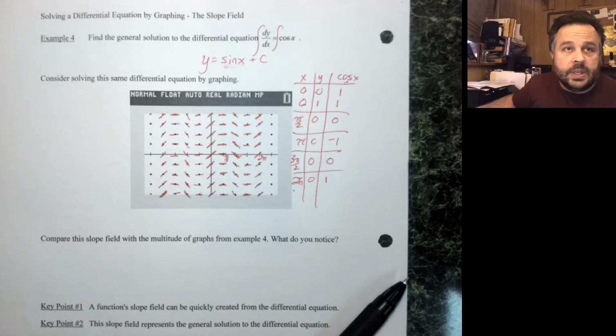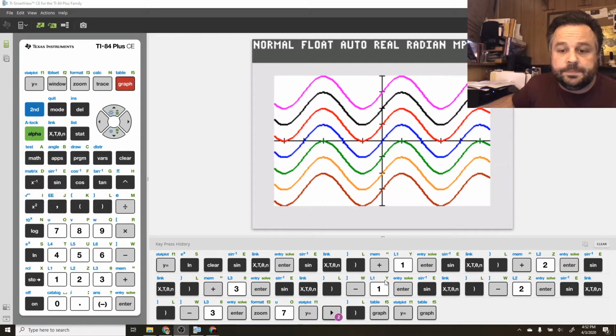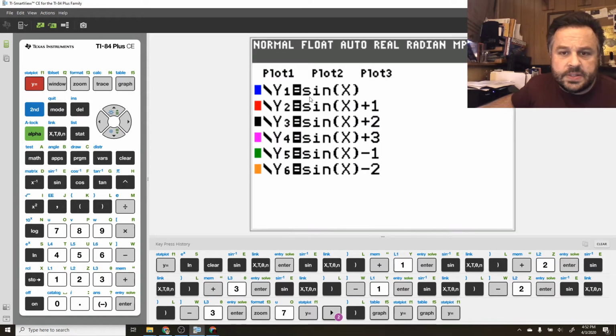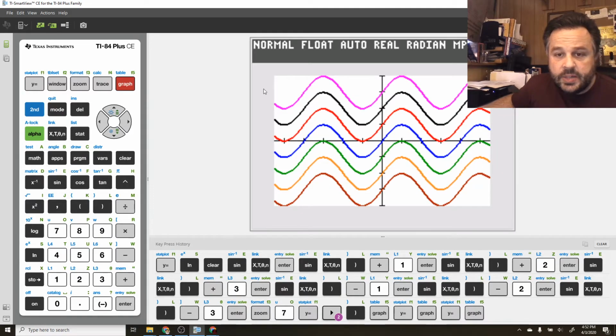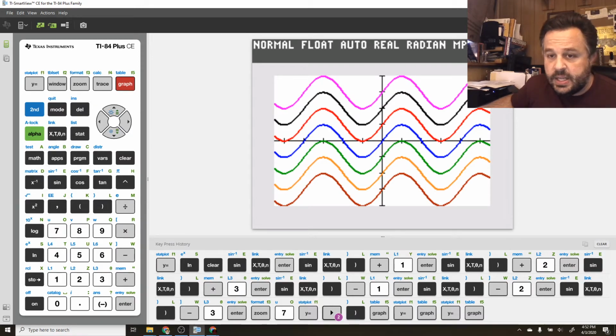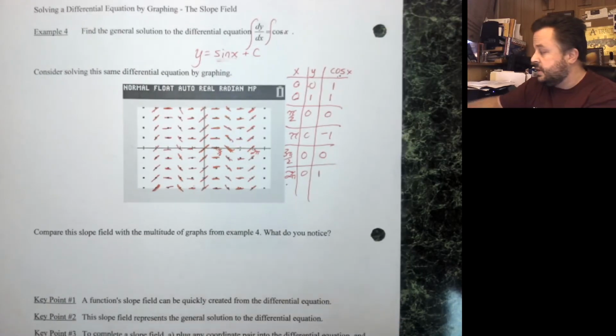So what I want to do is jump to our TI calculator. And what I've done here, going back to the y equals, is plot sine of x, and I gave us a few constants: 1, 2, 3, and then negative 1, negative 2, and negative 3. So all these graphs are the general solutions to the differential equation dy/dx equals the cosine of x. I want you to compare what's on the screen right now with your slope field. So compare this right here with this right here.